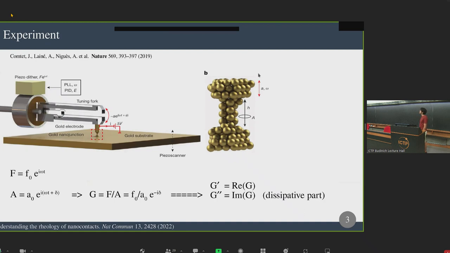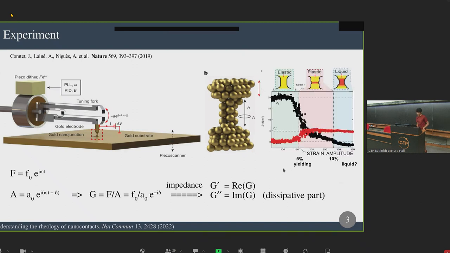So what they observe is basically this. They have the elastic regime here, where the black curve is G prime and red is G double prime. At the beginning, for a small oscillation, they have purely G prime. Once they increase the oscillation, G prime decreases and G double prime, which is dissipation, increases, which is the plastic regime.